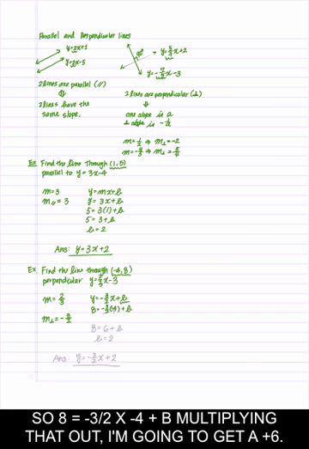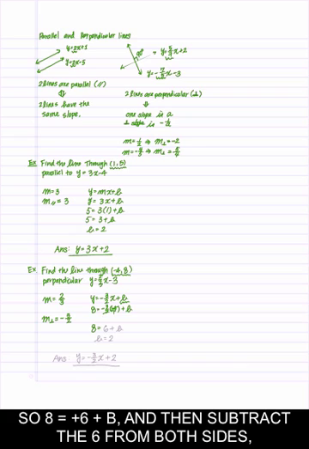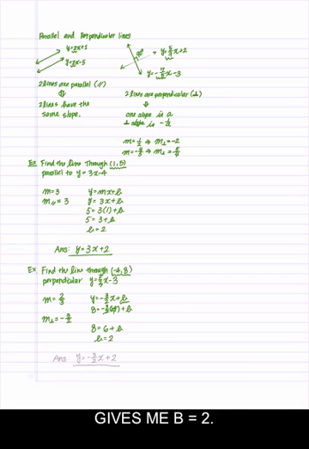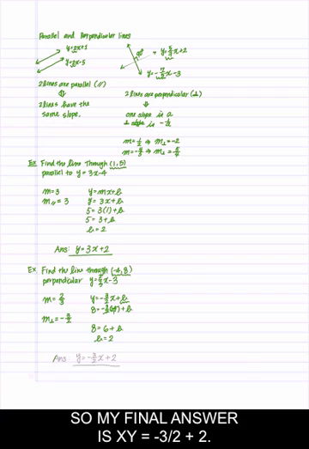Multiplying that out, I'm going to get a positive 6. So 8 equals positive 6 plus b. And then subtract the 6 from both sides. Gives me b equals 2. So my final answer is y equals negative 3/2 x plus 2. There you have it.